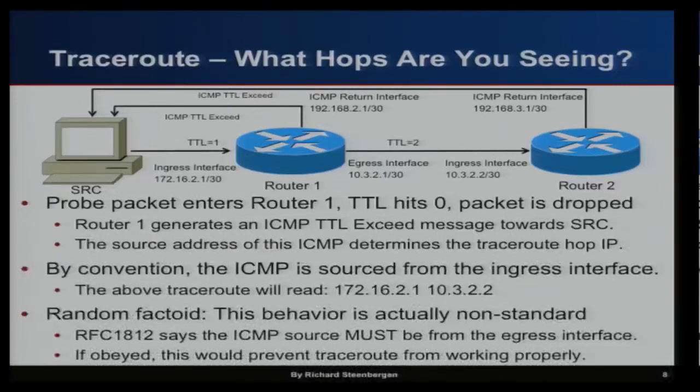An interesting factoid, that's actually not what the RFC and standard says to do. RFC 1812, which defines this, says the ICMP must be sourced from the egress interface. And if that was followed, Traceroute wouldn't work. It would actually be completely unintelligible for troubleshooting. So that's one of those random cases where people disobey the standard and everyone continues to do it, and that has obvious benefits why.